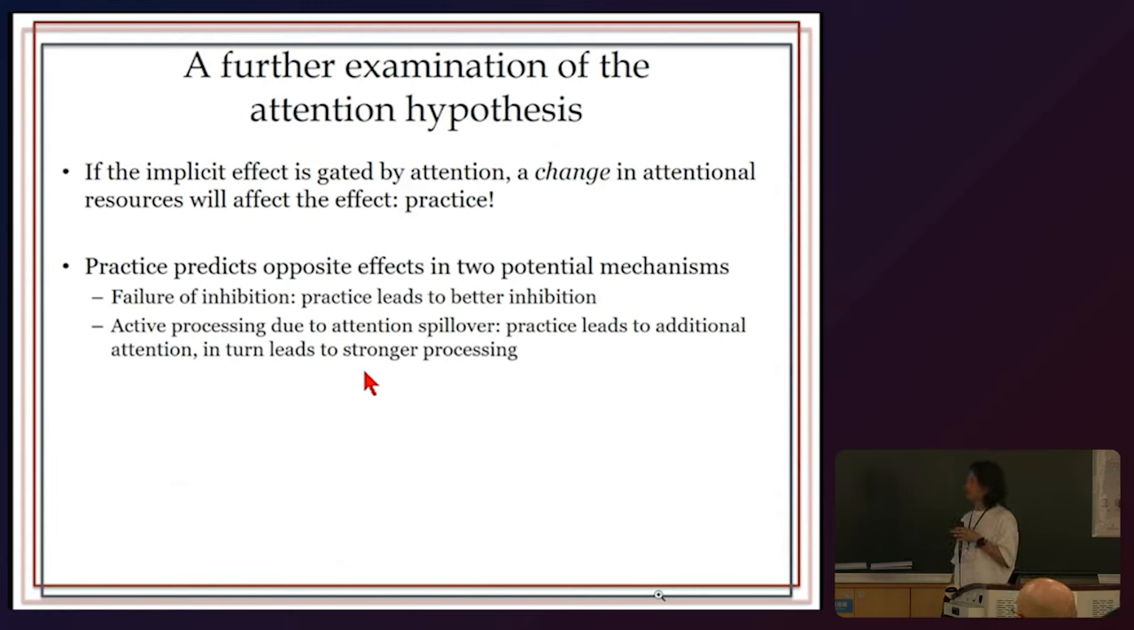Practice would actually predict two opposite effects based on how practice interacts with the subliminal effect. For example, if it's really about failure of inhibition, practice should lead to better inhibition, because now I have more attention to inhibit this distracting information. On the other hand, if it's really about active processing of unconscious information, then practice should lead to additional attention. But then they would use this additional attentional resource to process the unconscious information, meaning that they will get even worse. So these would predict very different results.